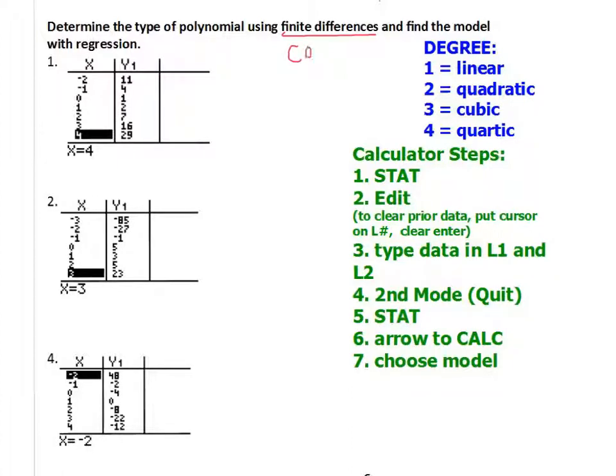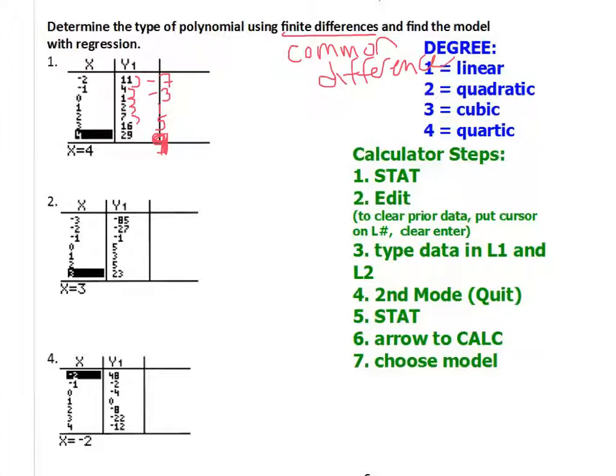So a finite difference is a common difference. So looking at table 1, we want to look at the y values and do subtraction between each pair of y values. So we're going to do 4 minus 11, which is negative 7. And we're going to then do 1 minus 4. And then we're going to take 2 minus 1, 7 minus 2, 16 minus 7. That's 9.